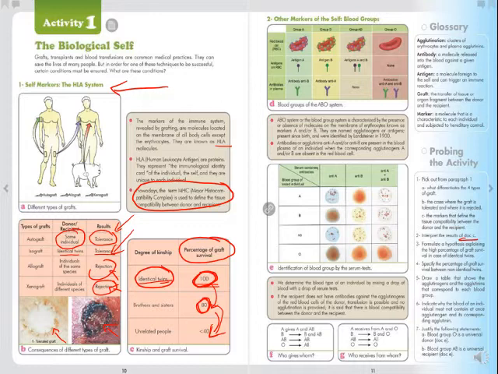Part 3. Formulate a hypothesis explaining the high percentage of graft survival in the case of identical twins. What can we say about this hypothesis? We can say, maybe the identical twins have identical HLA, or they have the same HLA. Okay?